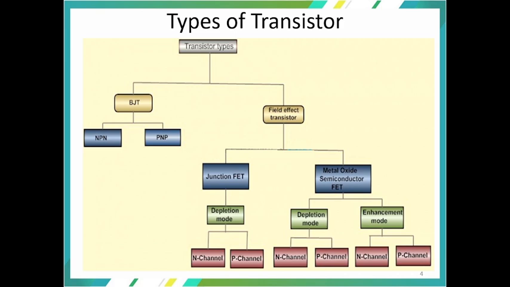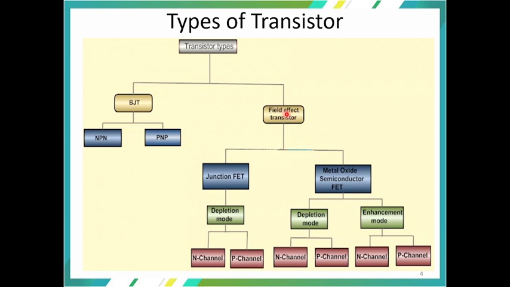Let us discuss types of transistor. Transistors are classified into two categories: one is the bipolar junction transistor and the other is the field effect transistor. Again, the bipolar junction transistor is classified into two categories: one is the NPN transistor, another one is the PNP transistor.